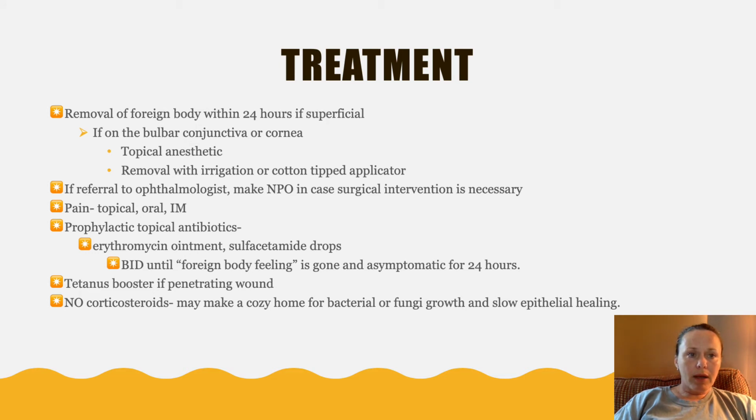Treatment for a foreign body in the eye is you want to remove the foreign body within 24 hours if it's superficial. If it's on the bulbar conjunctiva or cornea, you're going to want to use a topical anesthetic and then remove with either irrigation or cotton-tipped applicator.